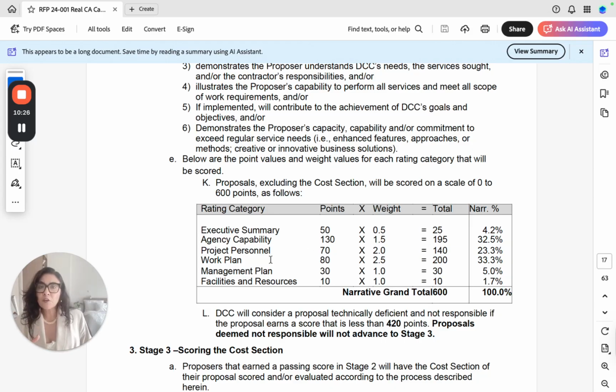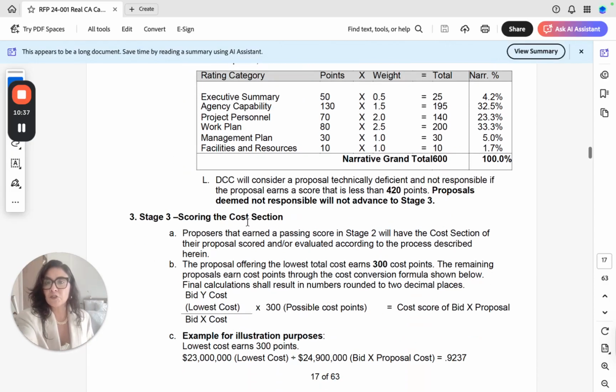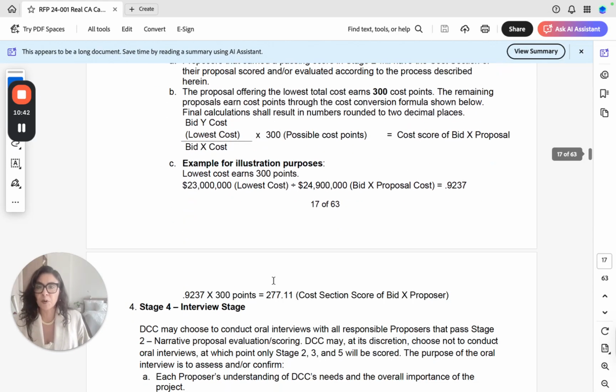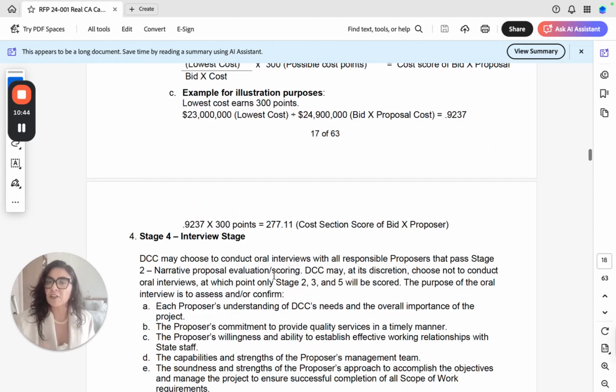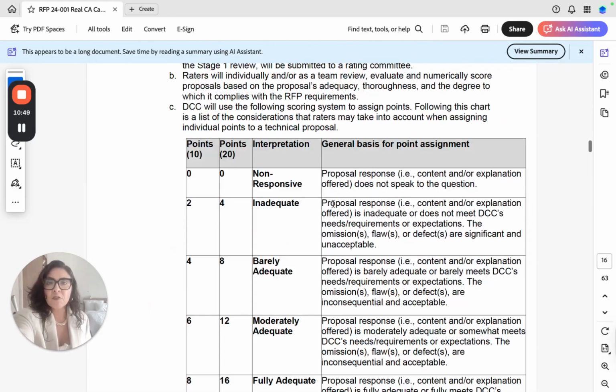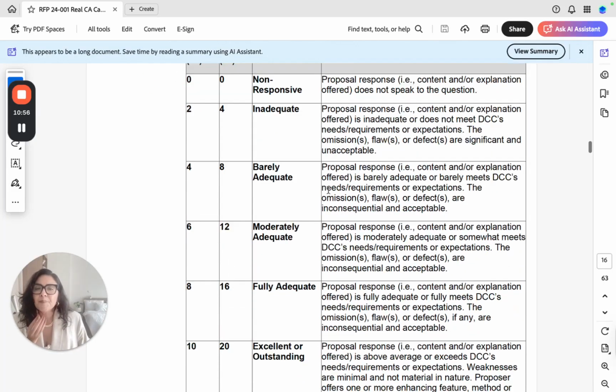So look for the statement of work and add that into your narrative. Look for the evaluation factors, and there's a lot of information. There's scoring on the cost, which you won't be interested in for your technical proposal. It gives you information on the interview stage, and you saw above that there were points for narrative proposal evaluation scoring.